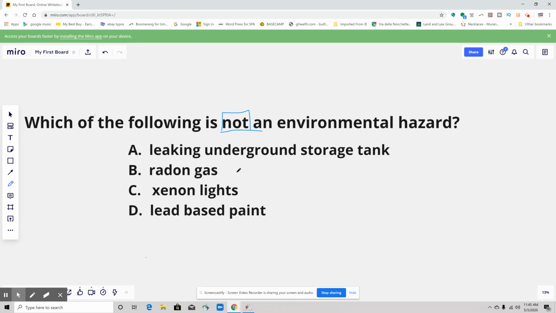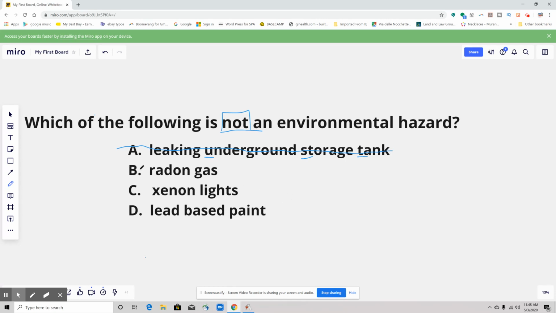So the question is a leaking underground storage tank an environmental hazard? Absolutely. The most common type of underground storage tank is usually an oil tank. And we could go into a lot more detail about oil tanks, but also they might just abbreviate this as UST. So if you see a leaking UST and you don't know what that is, that's an underground storage tank. So we're going to cross that out because that is definitely an environmental hazard.